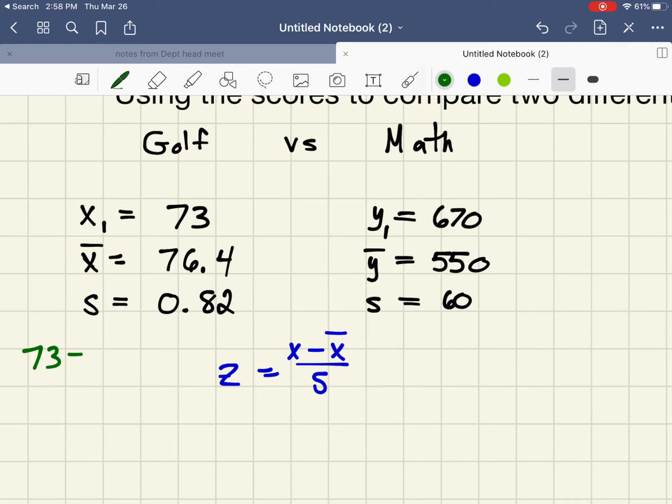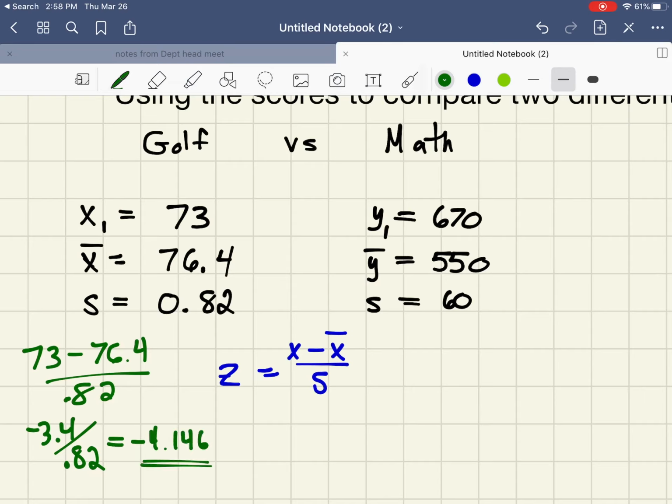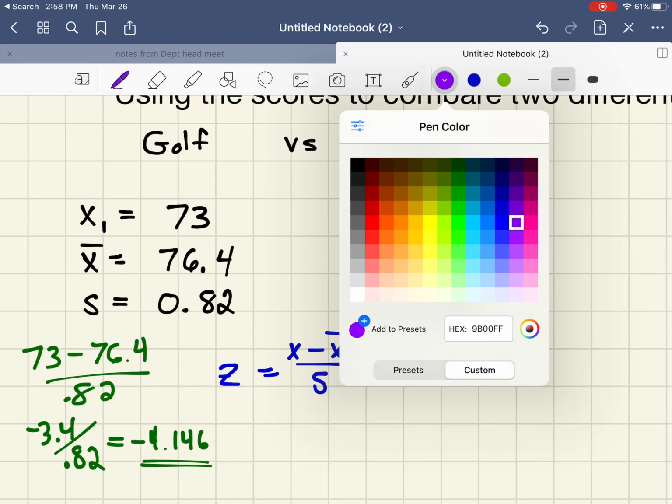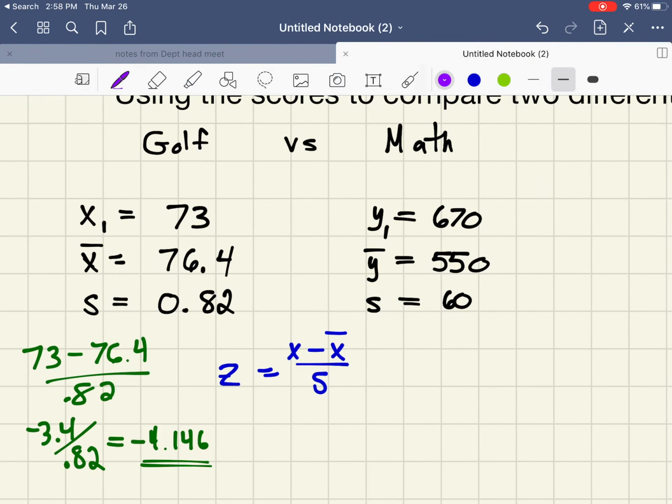I'm going to do the score minus the mean over the standard deviation. I get negative 3.4 for the numerator, divided by 0.82, gives me a z-score of negative 4.146. That is my golf z-score for that particular score in that data set. And the math I'm going to do in purple. So we have our score, 670, minus the mean, 550, divided by the standard deviation of 60. The top is 120 divided by 60. So we get a z-score of 2.